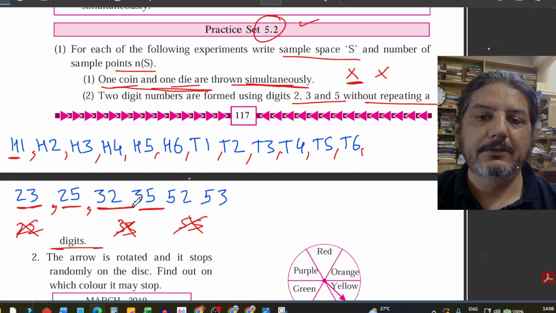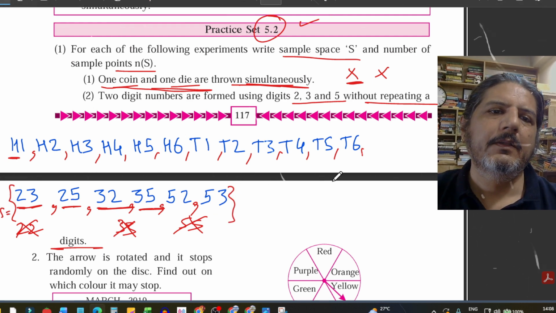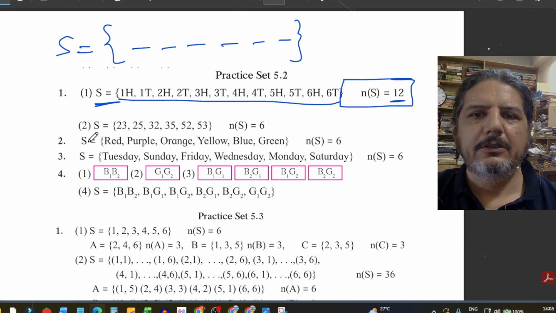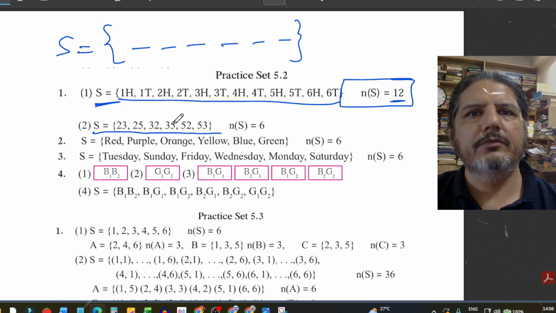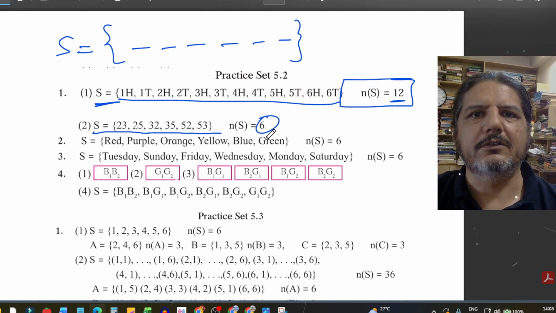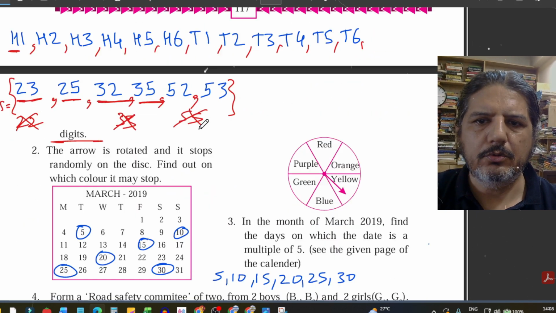Separated by commas in a curly bracket, and I'll write S is equal to this. So this is how it is written. S is equal to 23, 25, and so on. The number of elements in this sample space is 6. So I hope it is getting clear. Let's go to the next question.